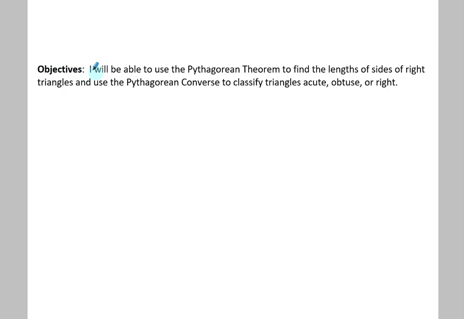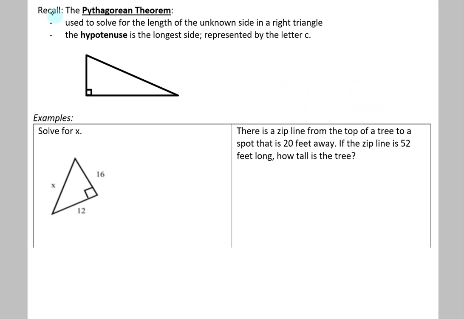Our objectives in this lesson are to be able to use the Pythagorean theorem to find the lengths of sides of right triangles and use the Pythagorean converse to classify triangles as acute, obtuse, or right. Recall the Pythagorean theorem. This is used to solve for the length of unknown sides in a right triangle.